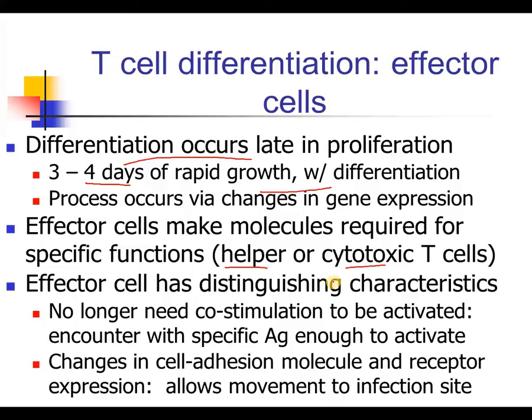The effector cells have some distinguishing characteristics. Again, they're changing their phenotype. In contrast to naive cells, the effector cells no longer need co-stimulation to be activated. Encounter with their specific antigen that they recognize is enough to activate them. So this is very much in contrast to a naive cell that needs that co-stimulation. In addition, there'll be changes in cell adhesion molecules and receptor expression. Again, not a surprise. This is going to be so that the cells can move to the site of infection if necessary, and I'm actually going to come back to that a little later on.